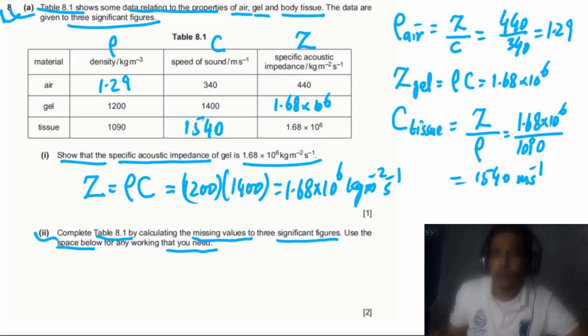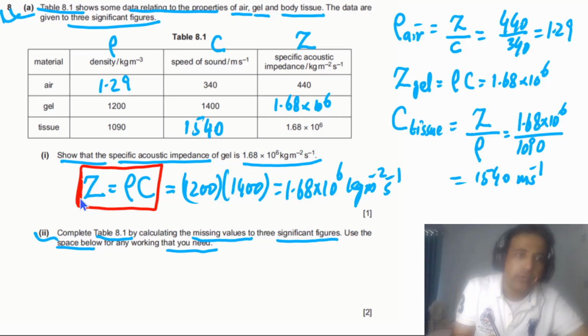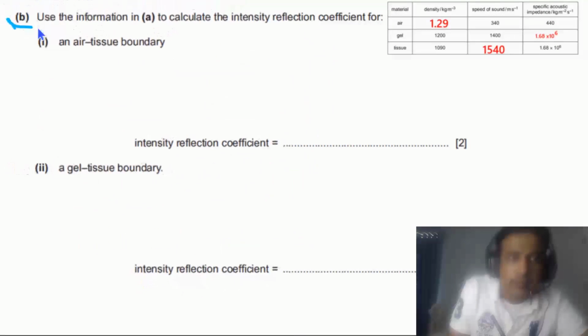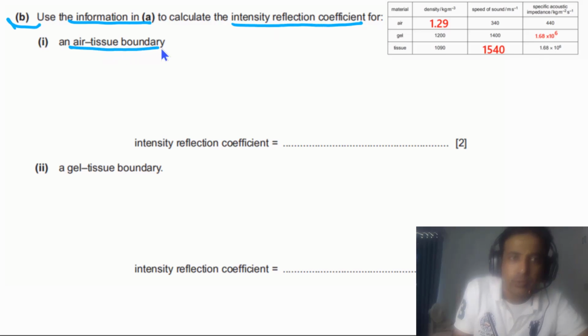Simply for this part of the question, you need to understand this formula. You need to understand acoustic impedance is the product of the density of the medium times the speed of sound in that medium. Part B says use the information in A to calculate the intensity reflection coefficient for the air tissue boundary and for the gel tissue boundary.